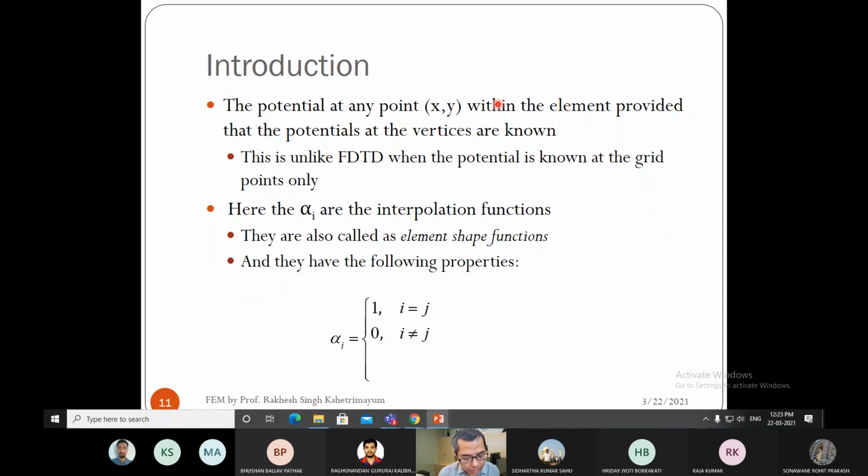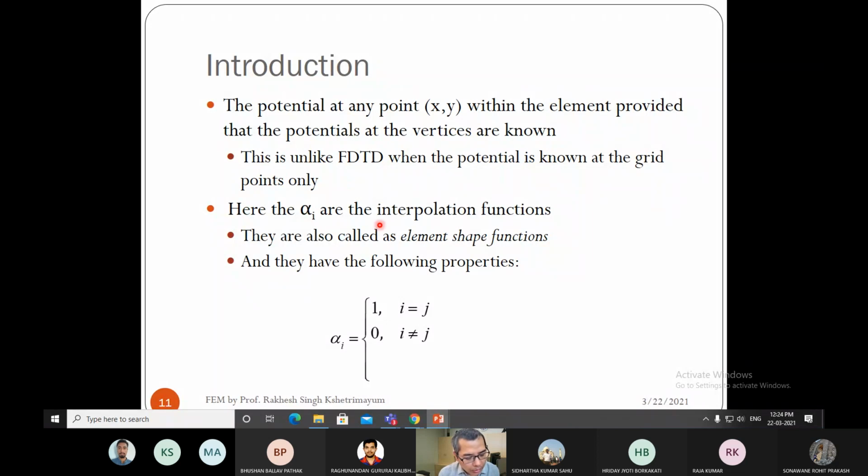You divide the solution space into small triangular elements. You find the potential inside the triangular element. But in FDTD, what we do is we divide the solution space into small subsections, and we find the value of the electric field at the center of the subsection, at one particular point. But here we are finding it everywhere inside the triangular element. So that's a major difference. Because of that, FEM is also a very accurate method, which will give you very accurate results.